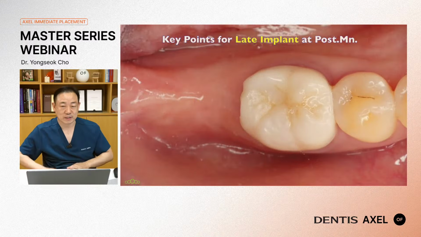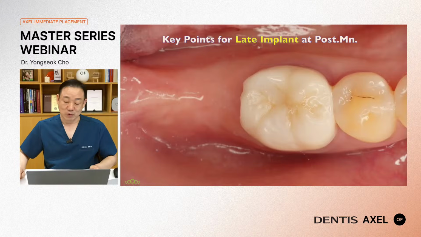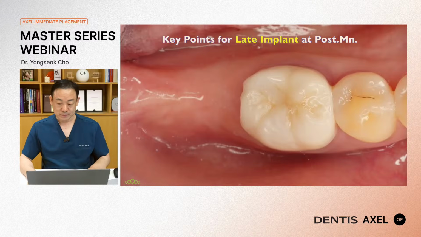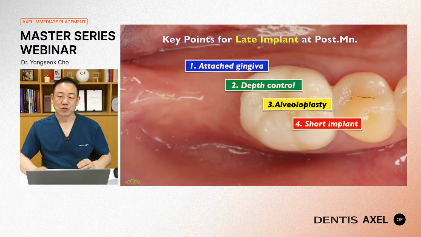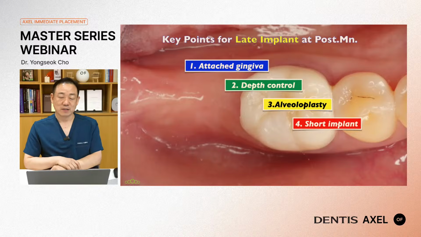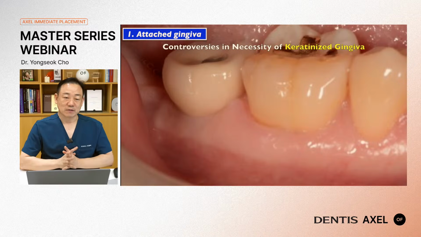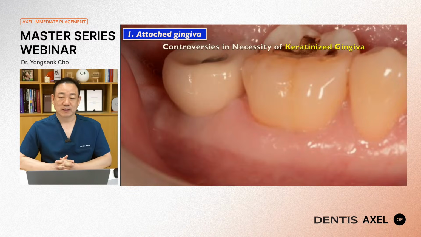Here are keywords for late implants at the posterior mandibular molar site. First, attached gingiva. Second, depth control. Third, alveoloplasty. And last, short implant. First, attached gingiva. There are controversies about the necessity of keratinized gingiva.